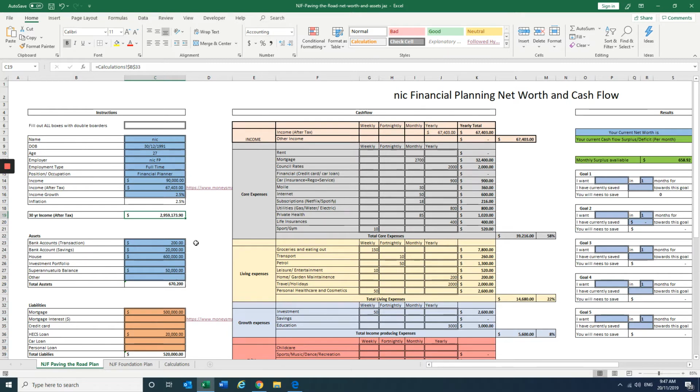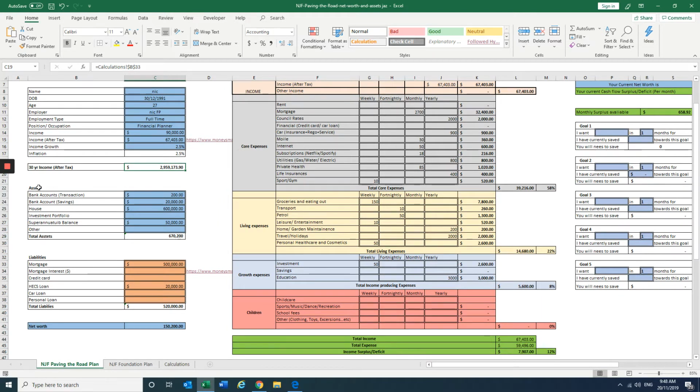And this is where financial planning comes into it. What am I going to do with this $2.95 million so that at the end of this 30-year period, I can see results? I can have the life that I want. And that's really what financial planning is about.